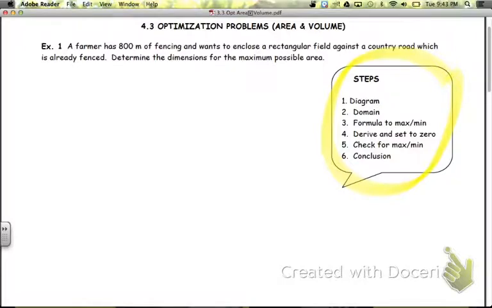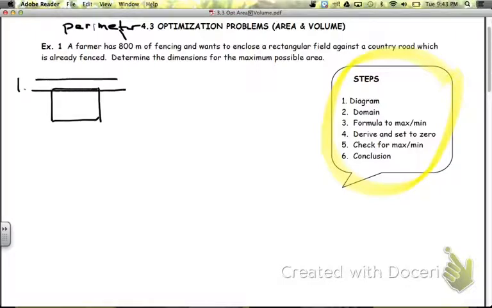So to begin with our first step, we are going to draw out a diagram. So it tells me that I have 800 meters of fencing. 800 meters of fencing is just my perimeter. And it says also it wants to enclose a rectangular field. So we can draw our rectangular field here. And it says it's against a country road which is already fenced. So we therefore have this road here.